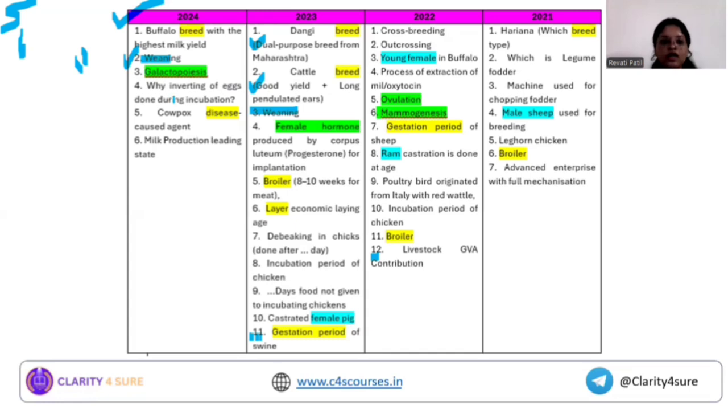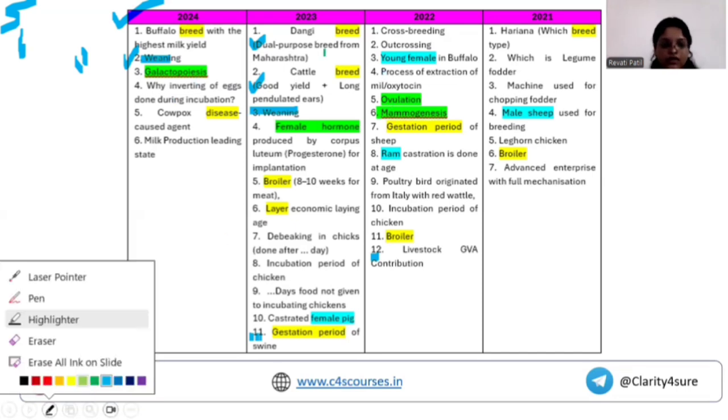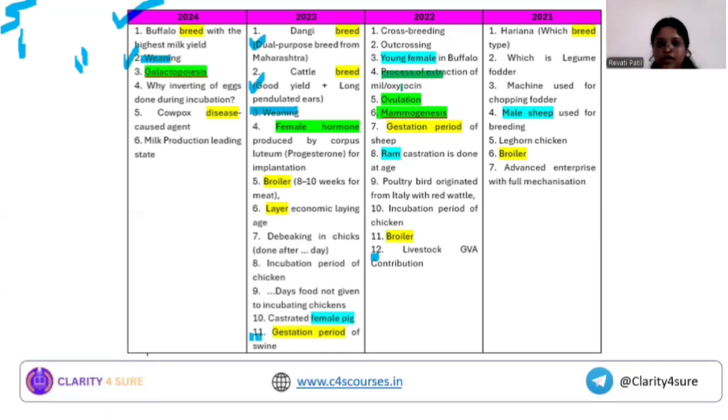Okay, so yes, the next is this galactophoresis. This is part of reproduction, estrous cycle, and the hormones. I think this is an underrated part of the syllabus, but just notice the green highlighted part. These are the questions from this reproduction, hormones and estrous cycle part. So yes, there is almost one question every year, so go and cover that topic also.